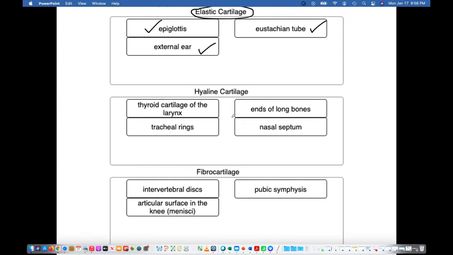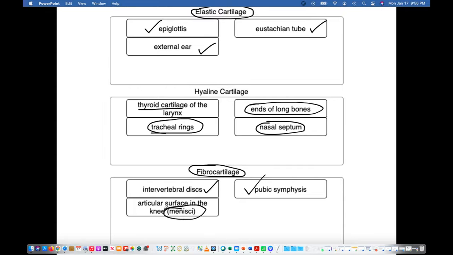Hyaline cartilage is going to be found at the ends of the bones, inside the nose, the nasal septum, your thyroid cartilage, or the Adam's apple, as well as the rings going around the windpipe called the tracheal rings. And then fibrocartilage, which is the strongest cartilage in the body: the intervertebral discs between each vertebra, the pubic symphysis, and the medial and lateral meniscus of the knee.